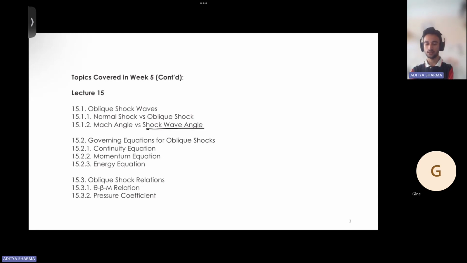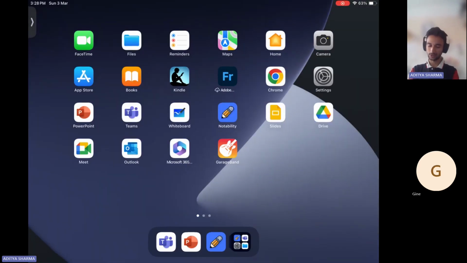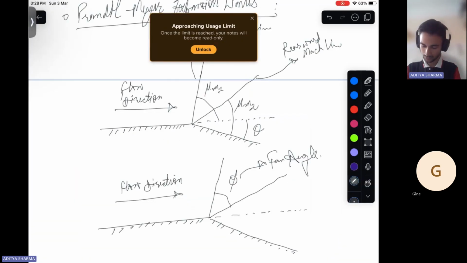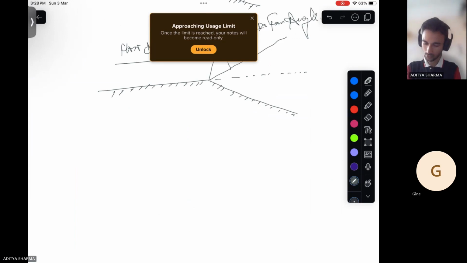We should touch upon this topic. So then there are oblique shocks, the governing equation, and theta-beta-M. Okay, let me just do it.